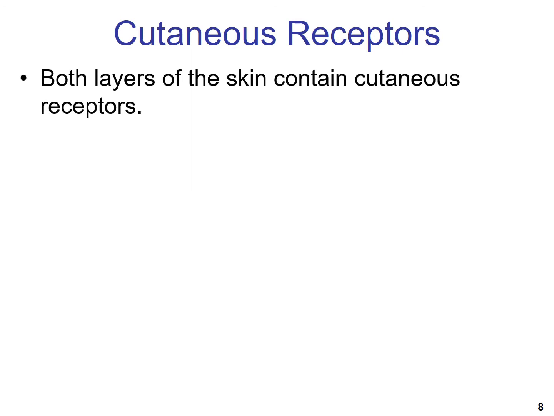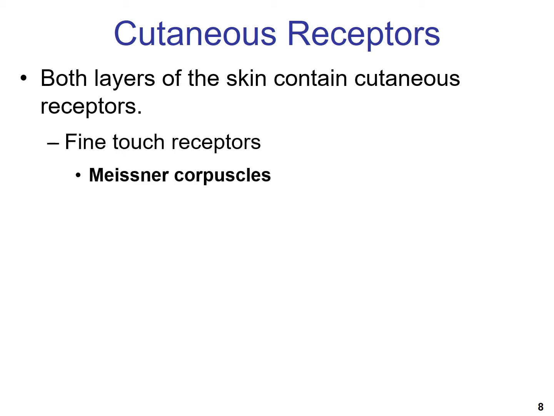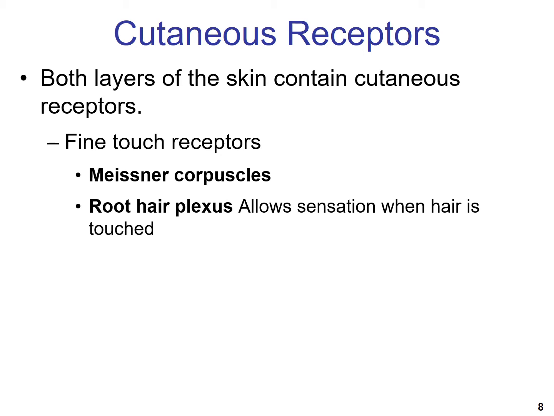Okay, so both layers of the skin contain cutaneous receptors. Cutaneous actually means skin. So there are fine touch receptors, which include Meissner's corpuscles and what's called the root hair plexus. And what the root hair plexus does is to allow sensation when hair is touched. So what I want you to do is run one hand kind of up your forearm, not touching the skin, but just touching the hair on the skin. And you'll notice that you can actually feel the sensation even though you're not directly touching your skin, and even though hair itself is actually not alive.